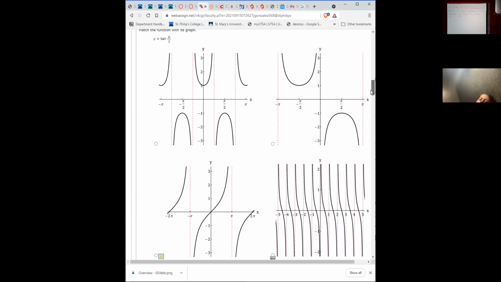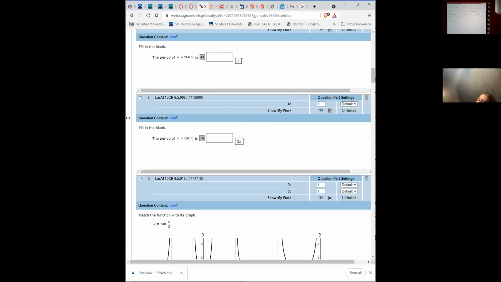So my number 4, I just edit this homework. The period of cosecant x, right? Example 1, problem 4. Find the period of y equals cosecant x. So the formula is still going to be the same. Let me switch over.